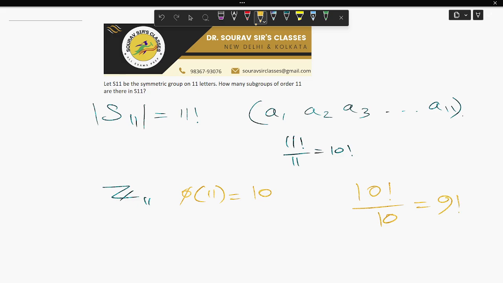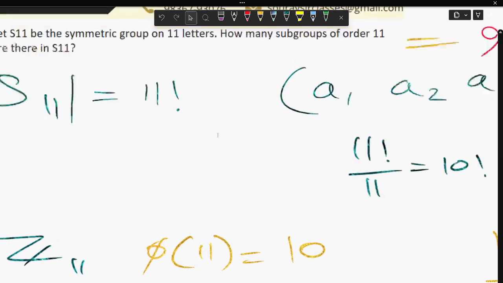Thus the number of subgroups of order 11 in S11, the correct answer, is 9 factorial. So this is the correct answer of this question.